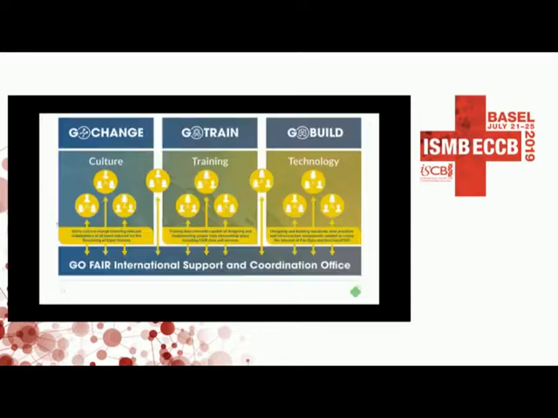All right, that is the open science angle. And now I want to spend just a minute on how that translates into concrete activities before I actually go on to my main topic, which is Fairspace. So the GoFair Foundation and the GoFair Initiative have three different pillars. One is GoChange. So we're talking about open science and publishing.